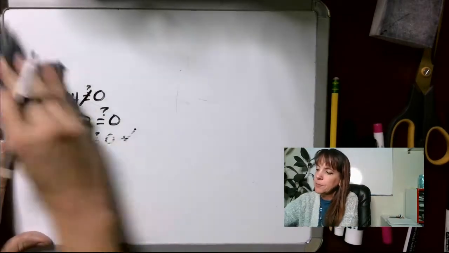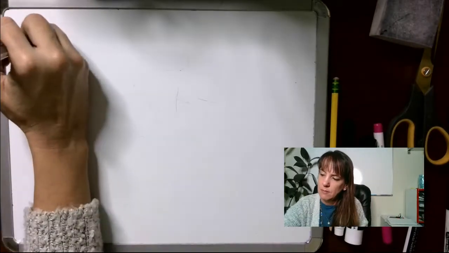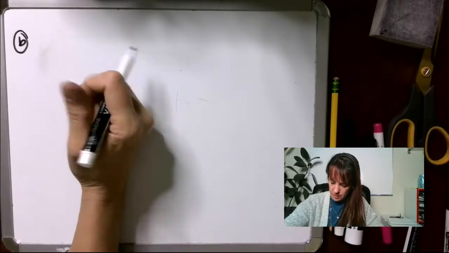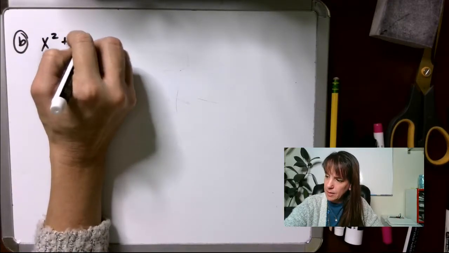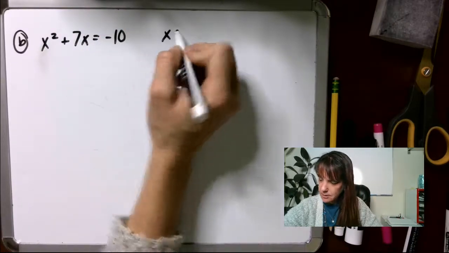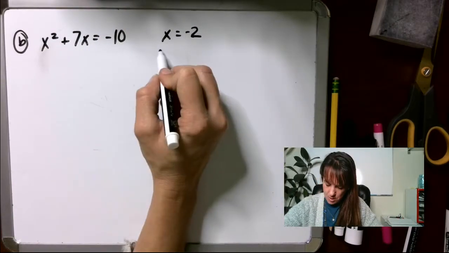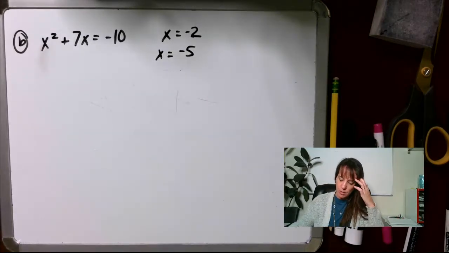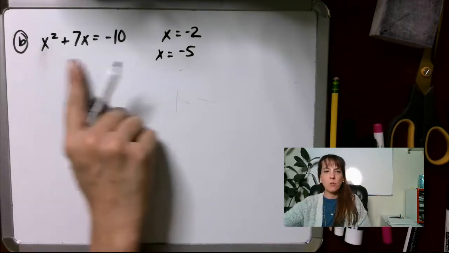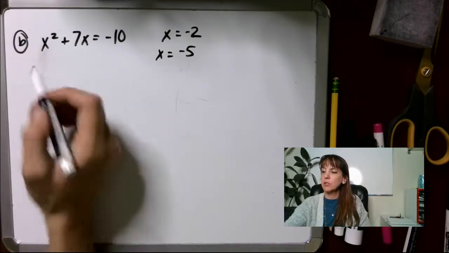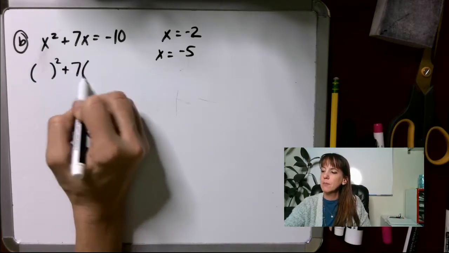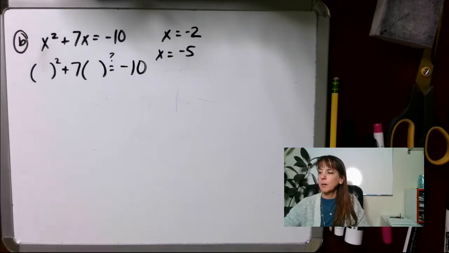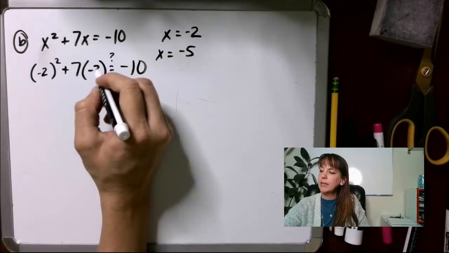All right, for B, I'll start with the equation. X squared plus 7x equals negative 10. It says, is negative 2 or negative 5 a root of the equation? So I went ahead and wrote out the equation, and then I wrote these 2 guys, and we're going to do bubbles, parentheses, right? And we're going to put a little question mark right there. We're going to take that negative 2, we're going to plug that in right here.